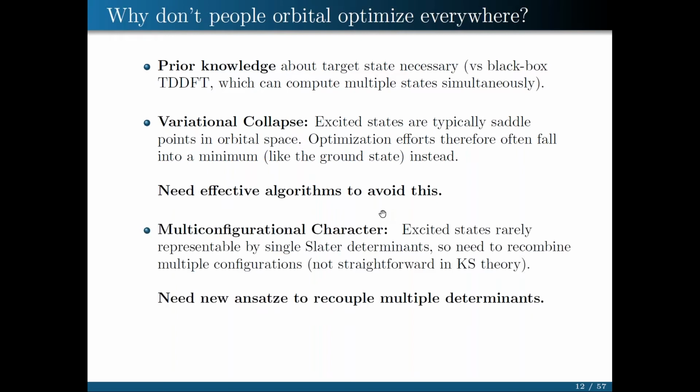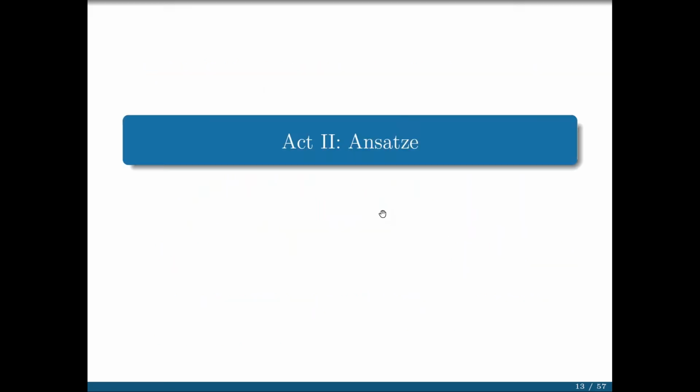We also have a problem with multi-configurational character, in that excited states are rarely representable by single Slater determinants. However, Kohn-Sham DFT is a single determinant theory by construction, and so there needs to be some kind of way to recombine multiple configurations into giving a single spin pure answer for an excited state. So we need some kind of ansatz to be able to recouple multiple determinants. And I would focus on the last two aspects of the problem. In fact, I would first like to talk a little bit about the ansatz, because as a quantum chemist at least, that's what I think people would be most interested in.